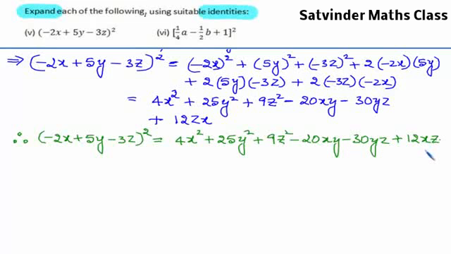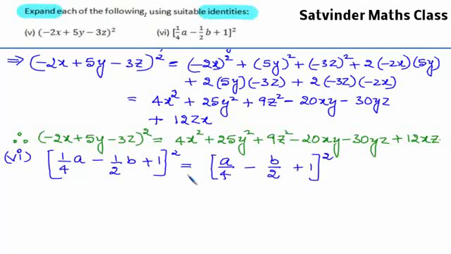So this completes the first part. Now let us move on to the next part of the problem. We are given the expression as 1/4 of a minus half of b plus 1 whole square. So this expression can be written as a upon 4 minus b upon 2 plus 1 whole square.